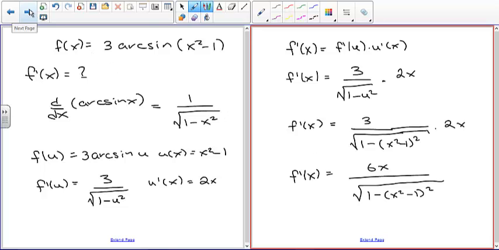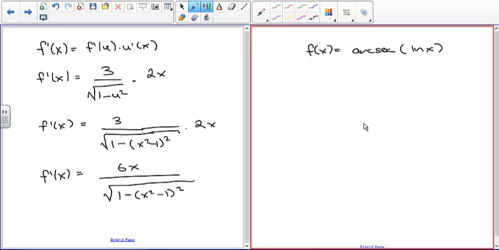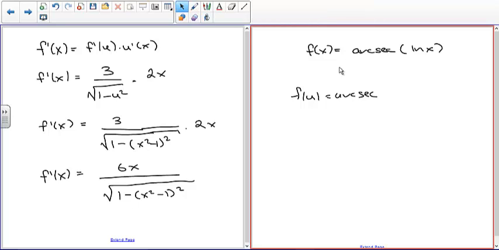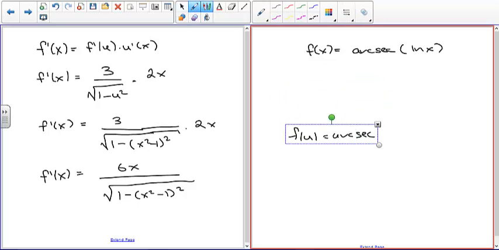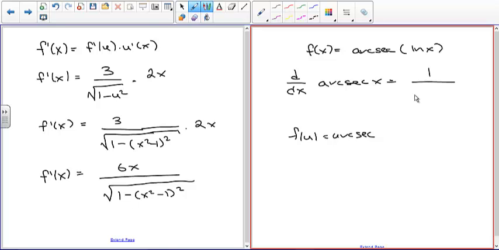Here's one more. What's the derivative of the arcsecant of the natural log of x? Not as difficult as it seems, right? f of u is arcsecant. And the formula, yeah, you need the formula. So the formula says the derivative with respect to x of the arcsecant of x equals 1 divided by the absolute value of x times the square root of x squared minus 1.